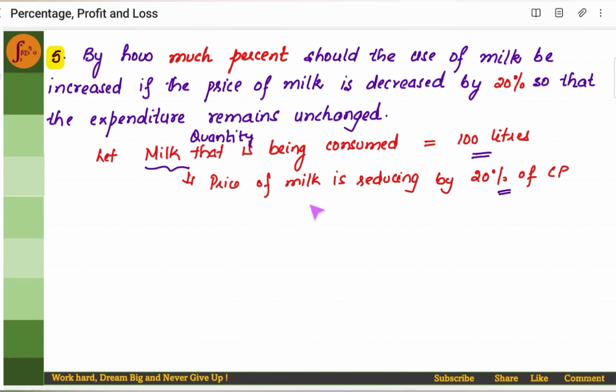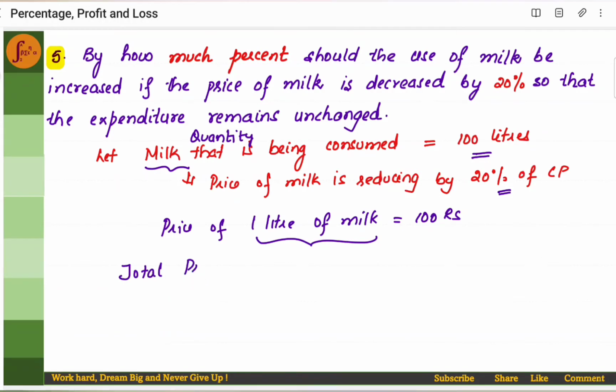And the price of milk is reducing by 20%. We assume the price of 1 liter of milk is 100 rupees. The quantity of milk being consumed is 100 liters. So what is the total price?